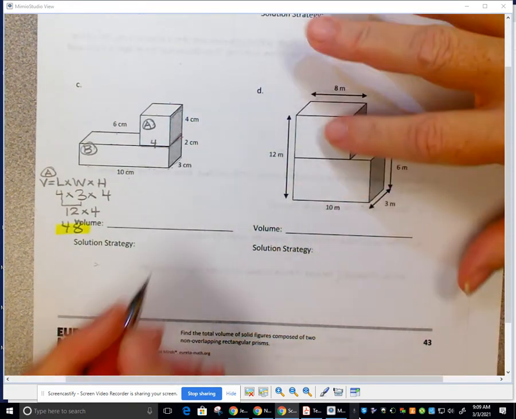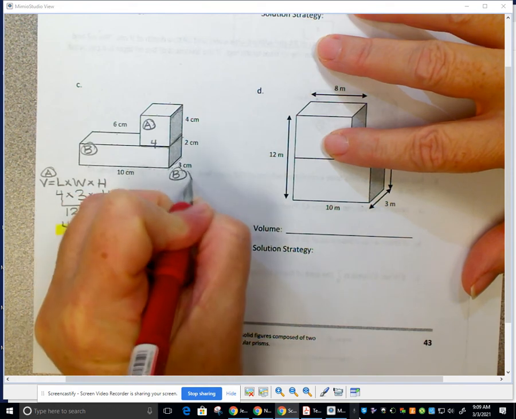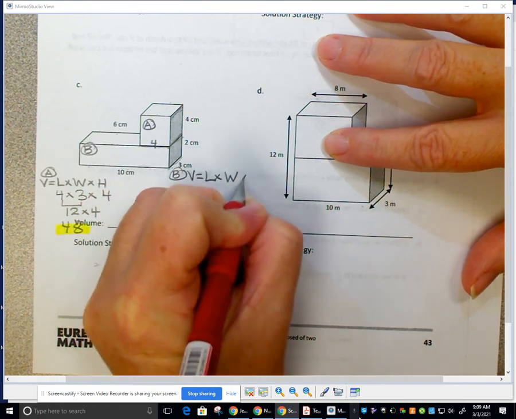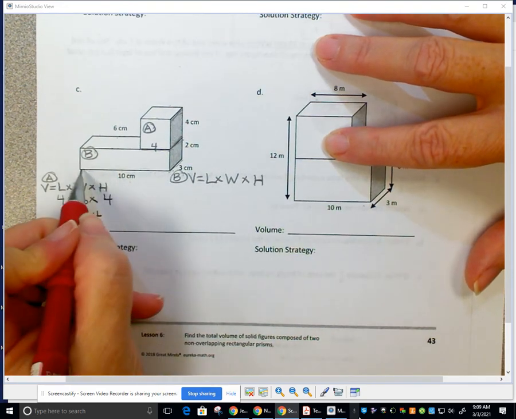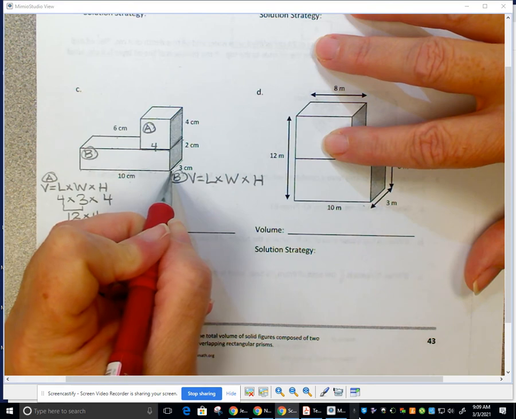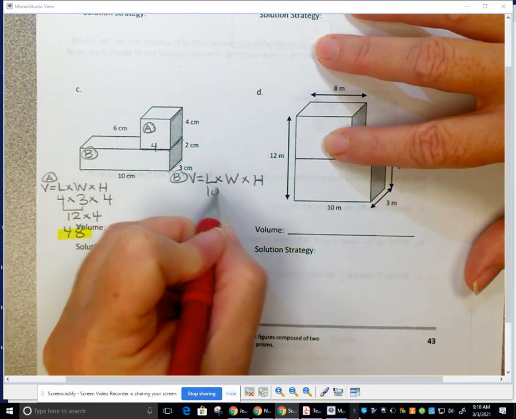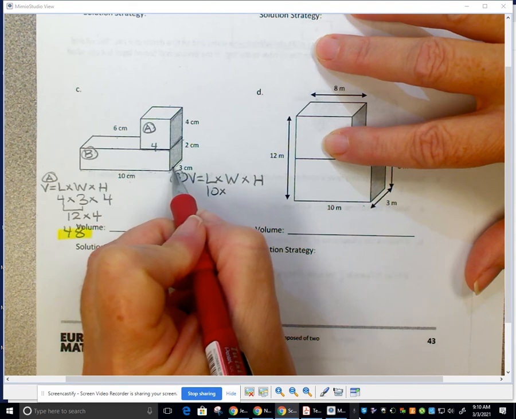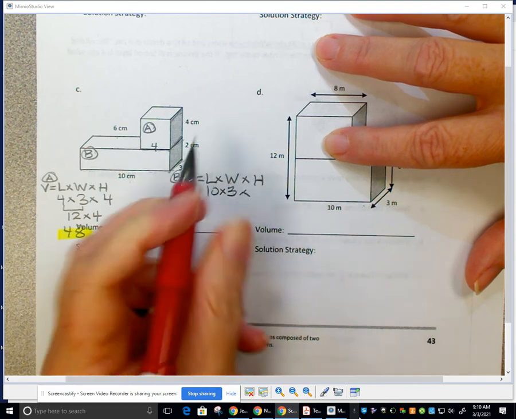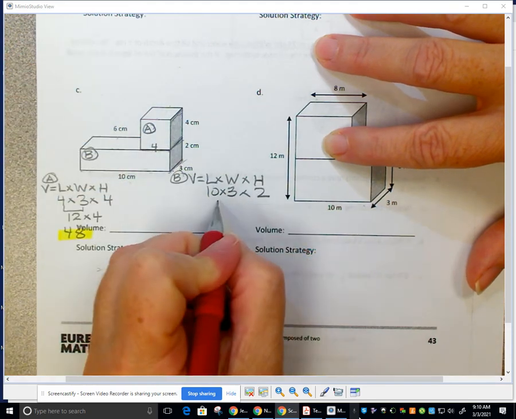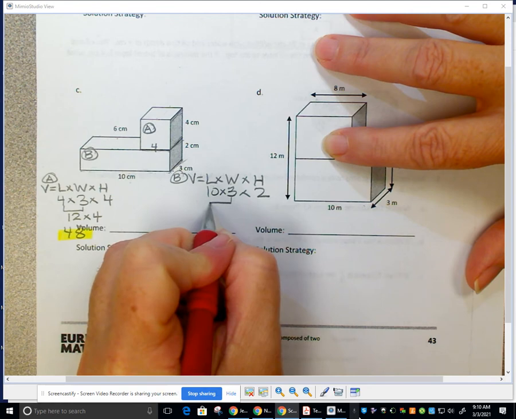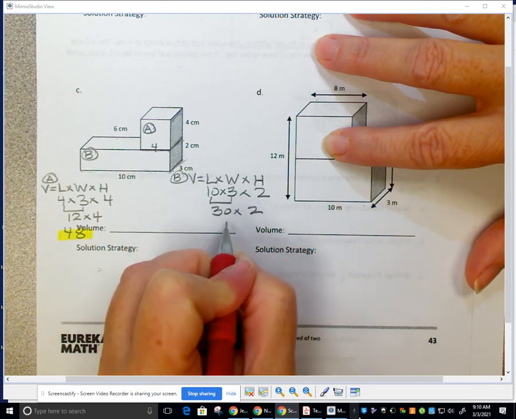Now I need to do the volume for B. Volume equals length times width times height. Okay? Length from here to here, this will be easy. That's 10, right? The width from here to here is 3. And the height from here to here. You'll notice one of them is usually pretty easy, and the other one we've got to rely on other sections for. So that's 2. So I'll say 10 times 3, that's 30. And 30 times 2 is 60.